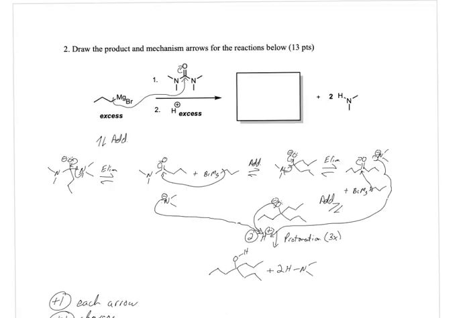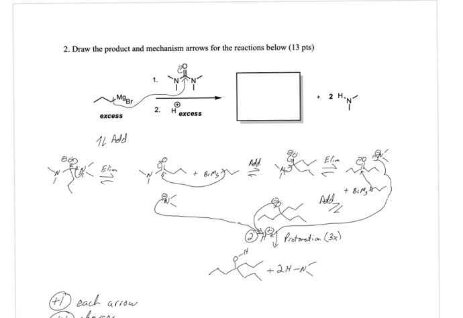So for this one, again, draw the product and the mechanism for the reactions below. So you are given that you have formed two amines. So hopefully you can recognize that those are coming from there. Right? This is in excess, and the H+ is in excess as well. So this is a urea. So it's going to react.